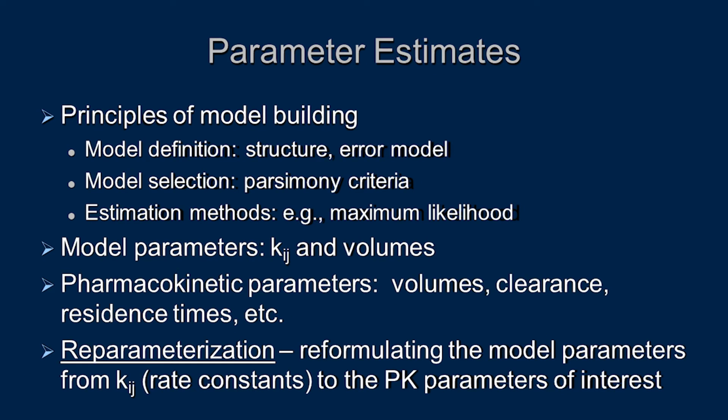The technical details are probably for other lectures in this course, but there are techniques of model building and model selection and estimation methods that one can spend a lot of time on, but we won't today. We're just interested in the output or the result of these technologies, which are the model parameters. For the purpose of this lecture, these are pharmacokinetic parameters: volumes, clearance, residence times. Remember, what the body does to the drug. And I think I mentioned very briefly how we can rearrange or reparameterize the model parameters, for example, from rate constants to clearances, to make them more suitable to biological interpretation.